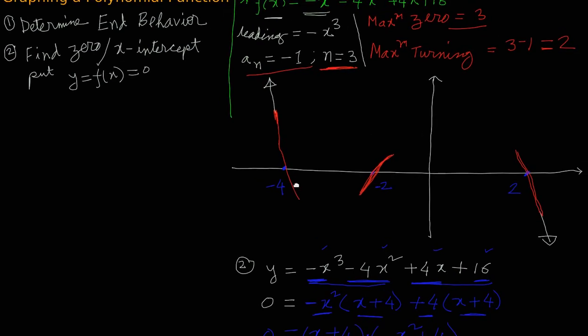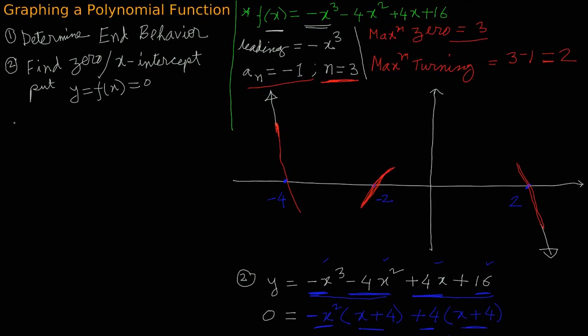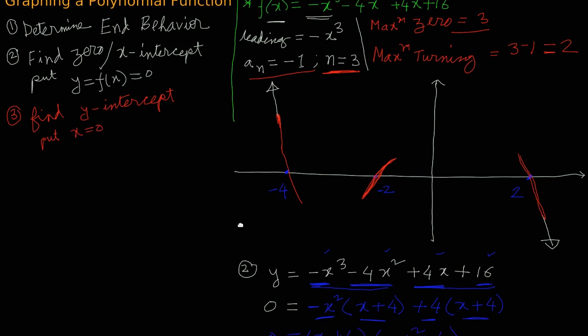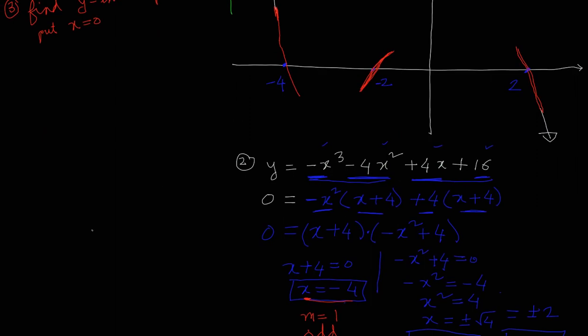So now let's do step number 3. Step number 3 is find the y-intercept. Now if you remember, how do we find the y-intercept? We plug in, we put x equal to 0. Okay, that's how we find the y-intercept. So let me do step number 3 here.